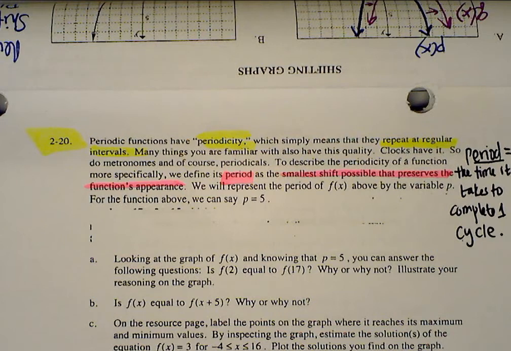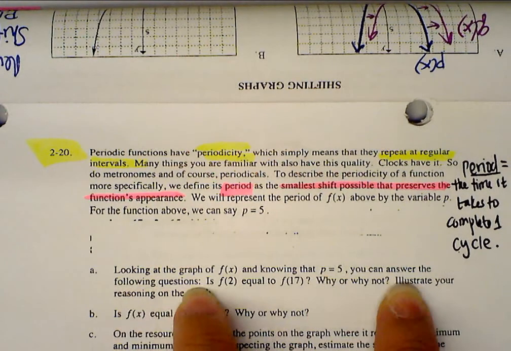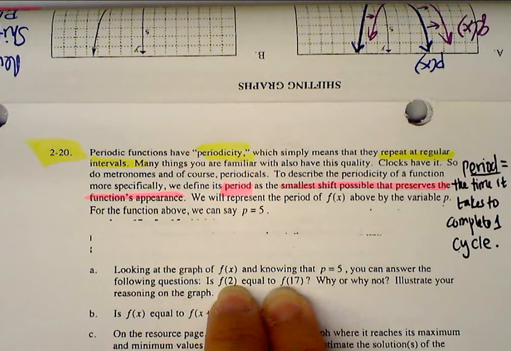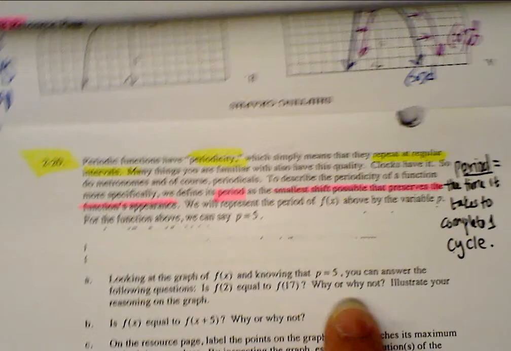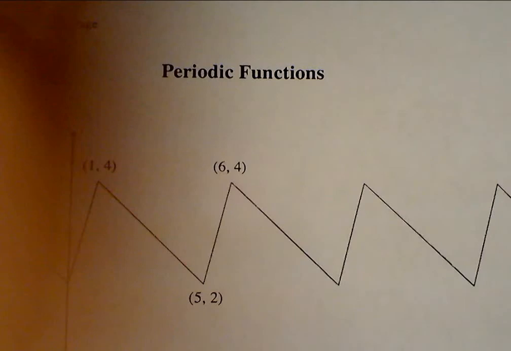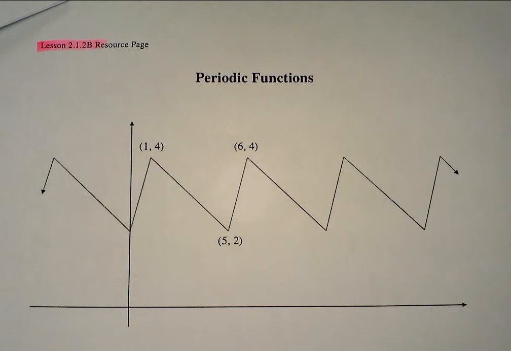Alright, so looking at the graph of f of x and knowing that p equals 5, can you answer the following questions? Is f of 2 equal to 17? Why or why not? And illustrate your reasoning on the graph. Okay, so let's look at the graph. Okay. What the heck does f of 2 mean?